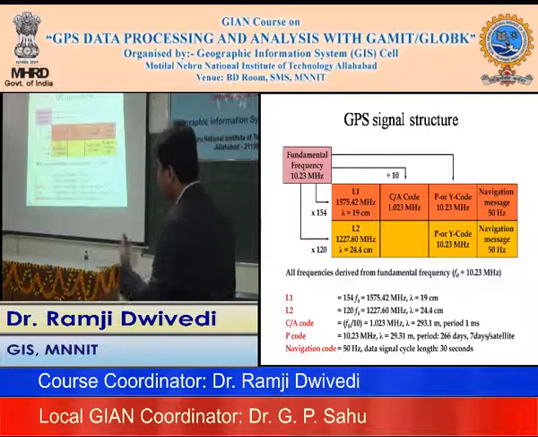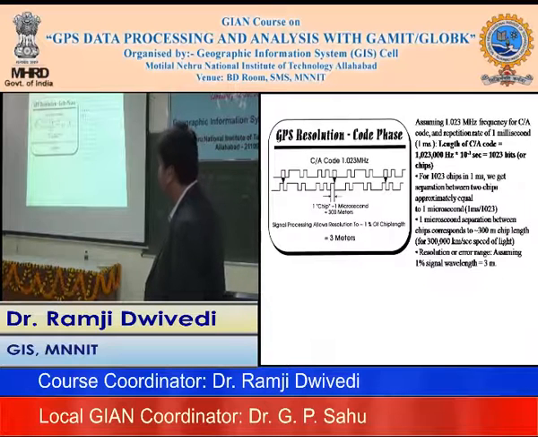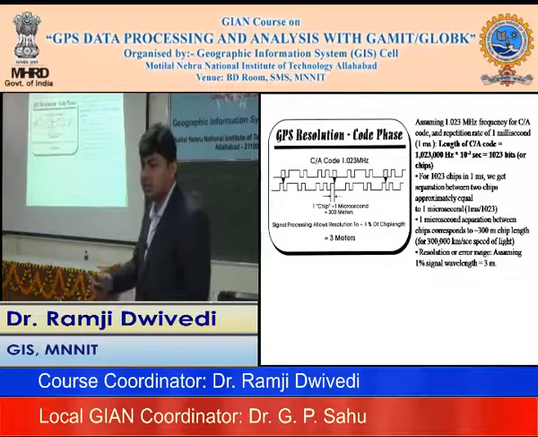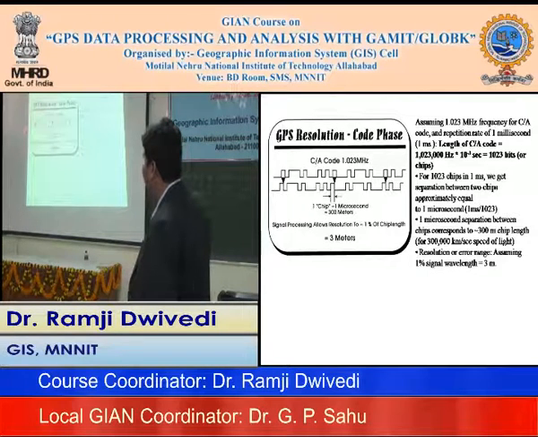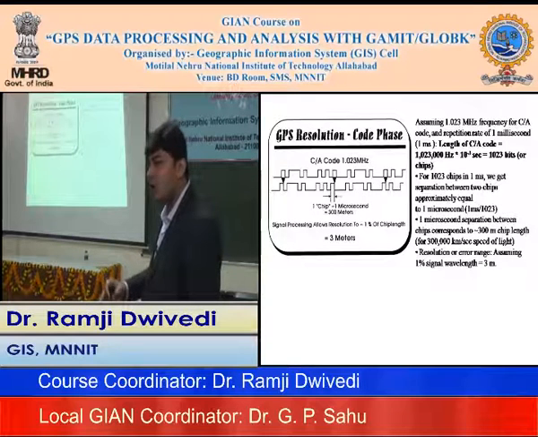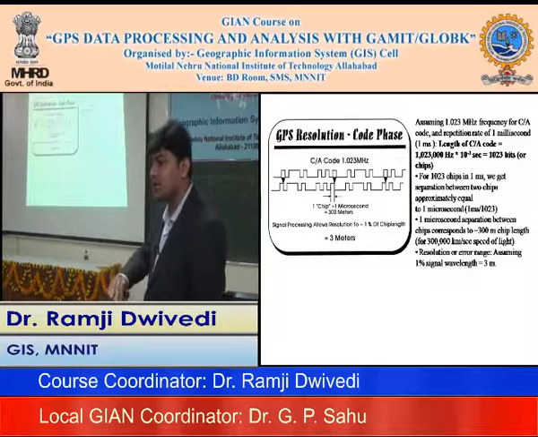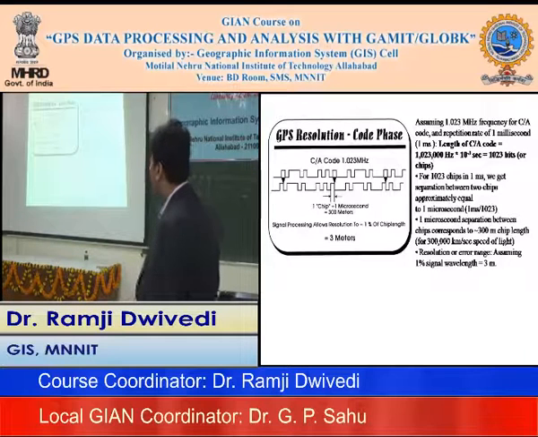This is just one simple representation of signal structure. This is the CA code representation. Assuming this 1.023 megahertz frequency for the CA code and a repetition rate of 1 millisecond, in 1 second you have 1000 repetitions, nearly 1023 chips of this binary code, 0101. Later on we will see how it is converted, 0 to 1 as 1 and minus 1. One chip between 0 and 1 is nearly 1 microsecond.